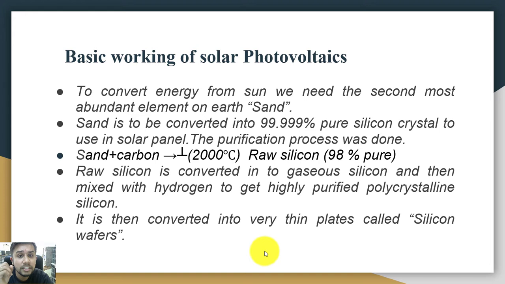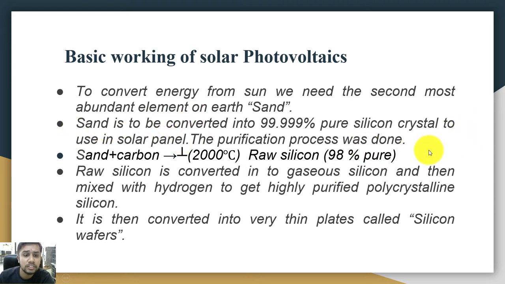So this is the basic working of solar photovoltaics. As the name suggests, solar photovoltaics works on solar energy. When solar energy is incident on any material, it produces the photovoltaic effect. The conversion is possible with the help of the most abundant element available on the earth, that is sand. Sand is converted into 99.999% pure silicon crystal to use in solar panels.